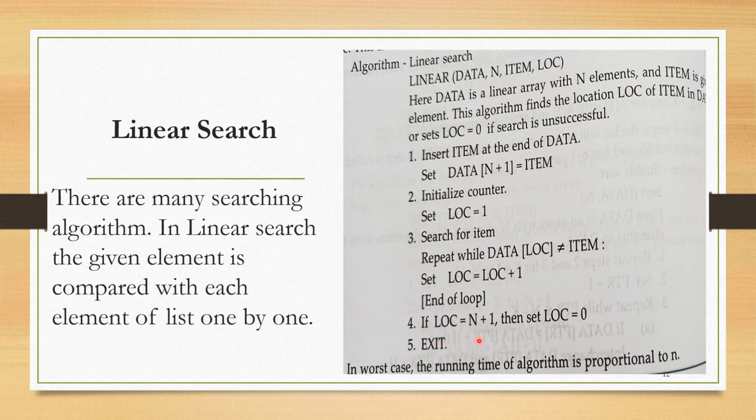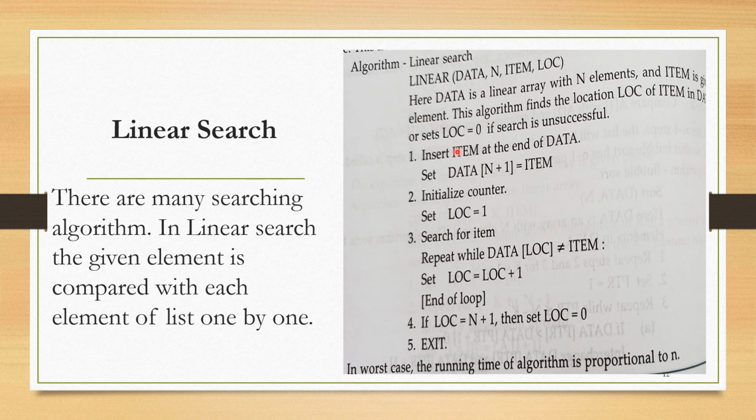Then if location equals n plus 1, that means the item you stored at the end of the array is matching, and the location becomes the same, I mean the 11th location. Suppose you stored the item to be searched at the 11th location, and now these two are equal. That means the item is not there in the original array. So set location equal to 0. That means this is an unsuccessful search. We did not find the element.